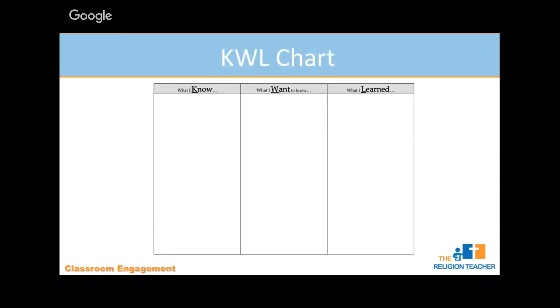A KWL chart on their graphic organizer, basically, it gives them a chance to, before you start teaching, say what they know about this topic already. And then in the middle column, what do they want to know about this topic? And then at the end, you go back and you have them fill out what they learned. And sometimes you can actually write down questions in each of those columns that they can answer as they go along.